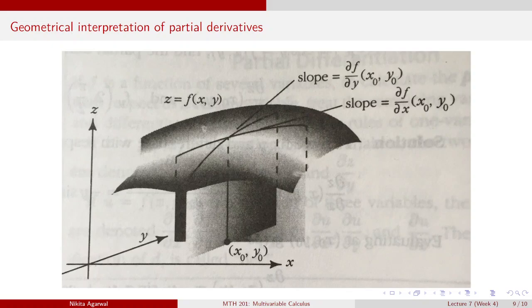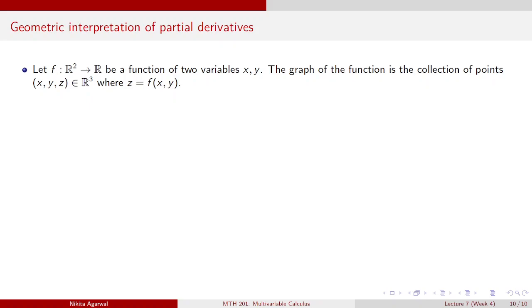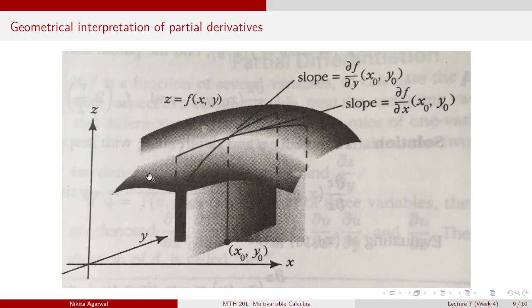So let me say it in words. If you have a function f from R2 to R, a function of two variables, the graph of the function is the collection of points (x, y, z) in R3 where z equals f(x, y). So this is what we plotted here, the graph in R3 where z equals f(x, y).